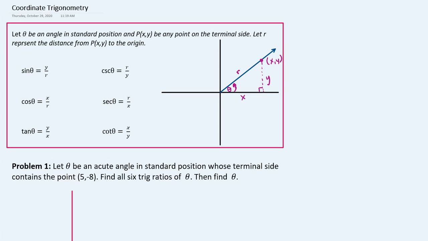So when we're doing this, that means that sine is your opposite over hypotenuse, so it's y over r. Cosine is x over r. Tangent is y over x, because opposite over adjacent, and then the reciprocals.